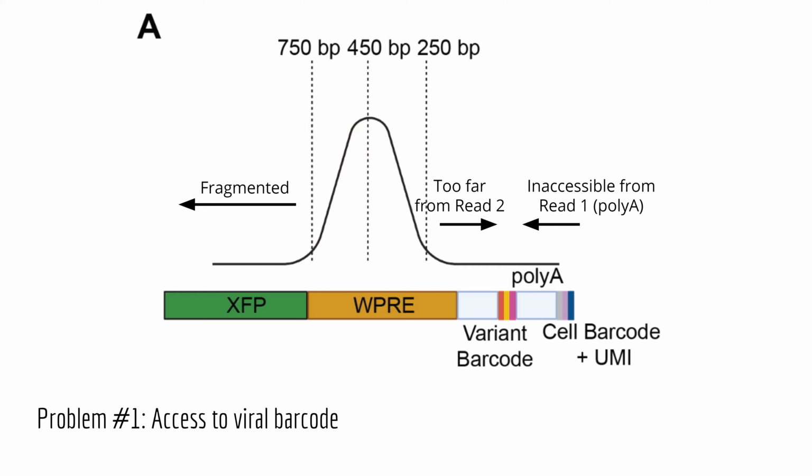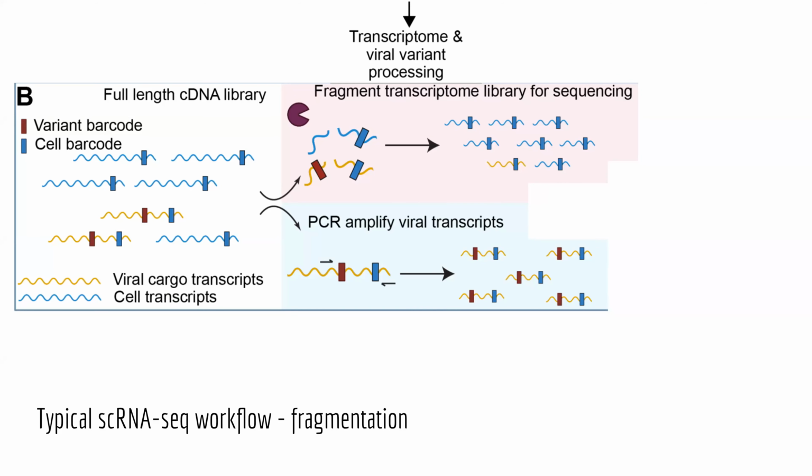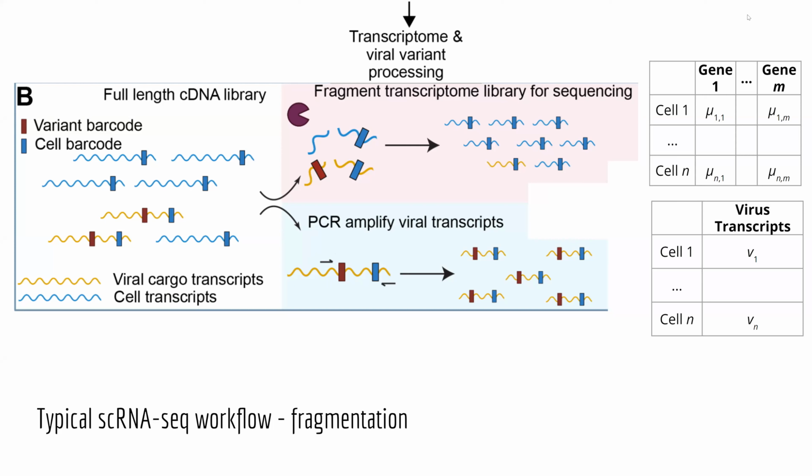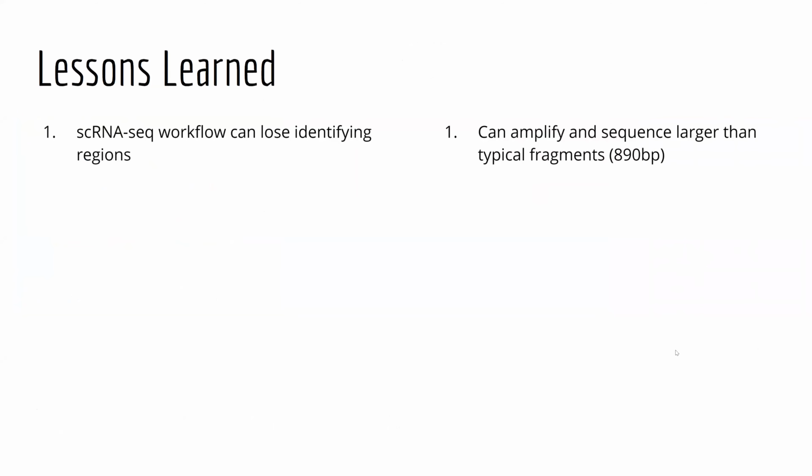post-fragmentation. And if you were to put a barcode over near the poly A tail, that would also be too far away from read 2, and it would be potentially inaccessible from read 1 because it has to go through the poly A tail. So the solution that we came up with is to amplify the viral fragments with a primer that binds right before whatever distinguishing sequence for the virus is. What we hope for is that you get your normal cell by gene matrix, but then also a separate sequencing data set where for each cell barcode, you have which virus transcript is in it and how much.